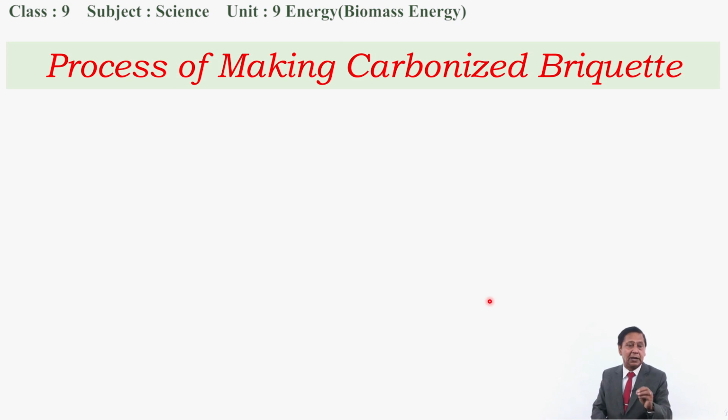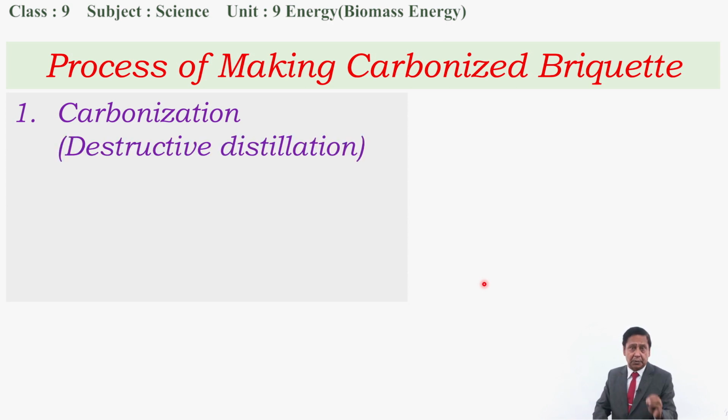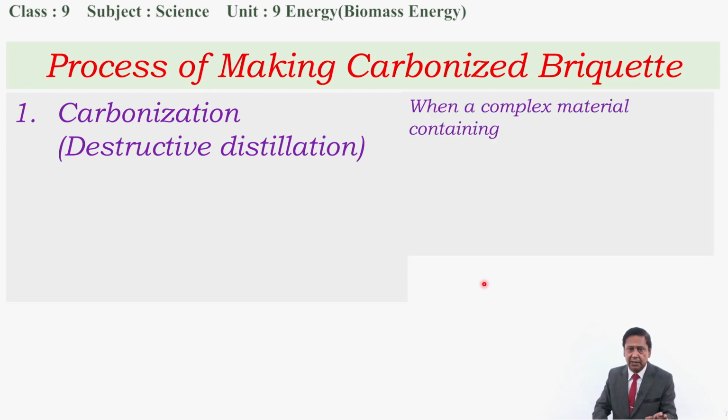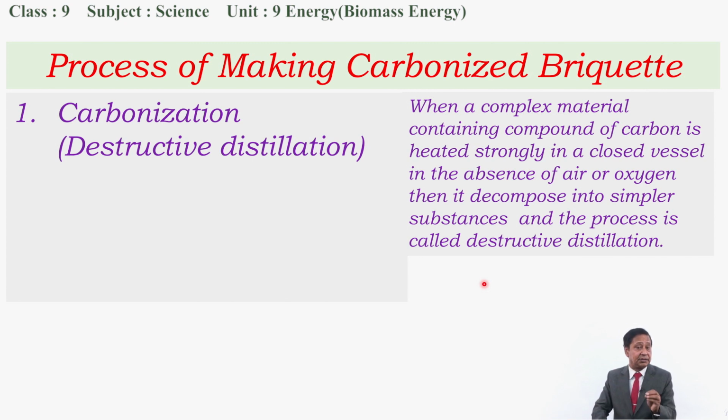There are two different processes used in making carbonized briquette. I am going to present one of them. Number one, in this method of making carbonized briquette, first the carbonization process is carried out on the biomass. Carbonization means a destructive distillation process. Actually, what is done when a complex material containing compounds of carbon, means what kind of material? Protein, carbohydrate, fat, etc. contain carbon.